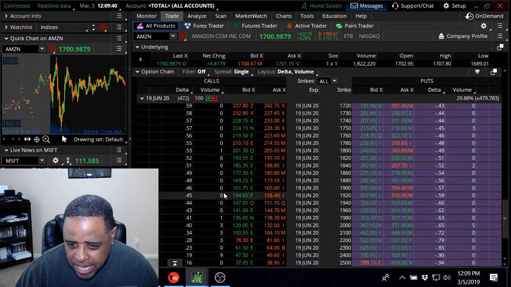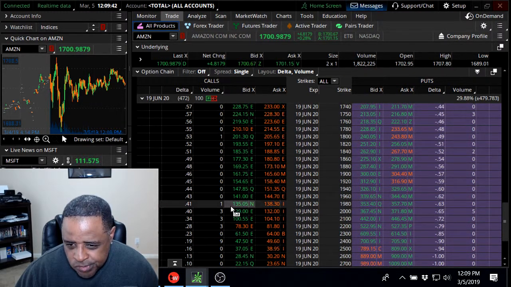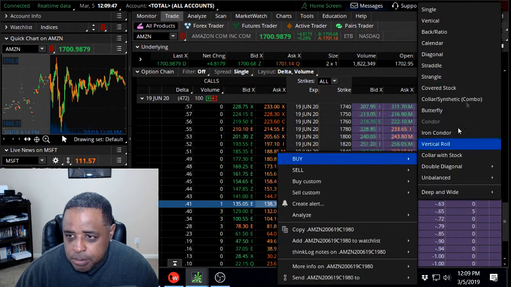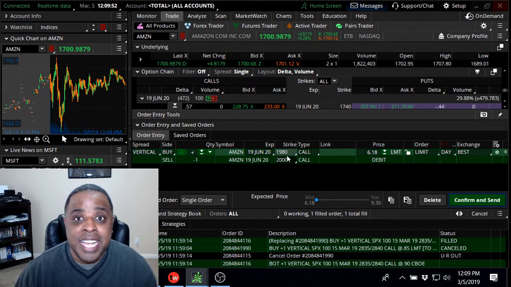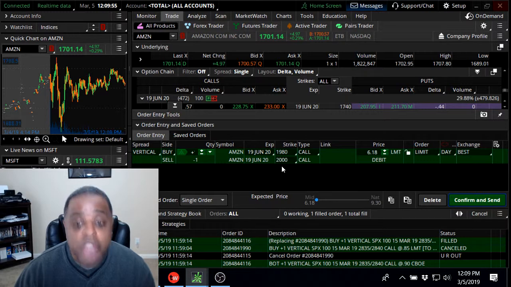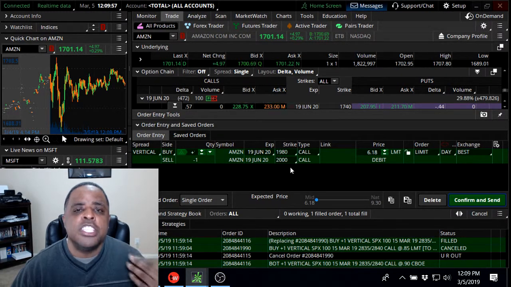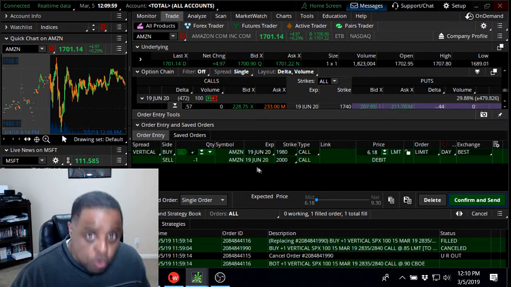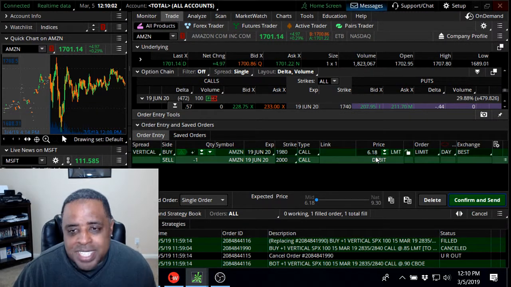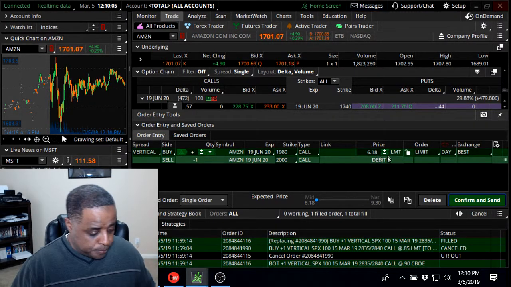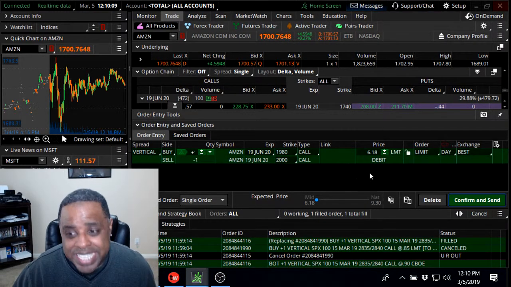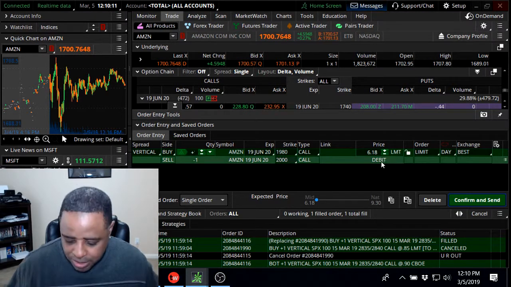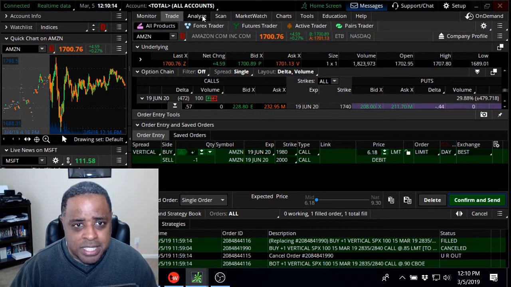So let's look at this 1980 option. I'm going to say buy vertical. So I'm looking at the 1980. I'm going to buy the 1980 and I'm going to sell the 2000. Okay, the 2000. That's a 20-point spread. And right now, the mid price is $6.18. So that means the most I can lose on this trade is $6.18. So what's the most I can make?